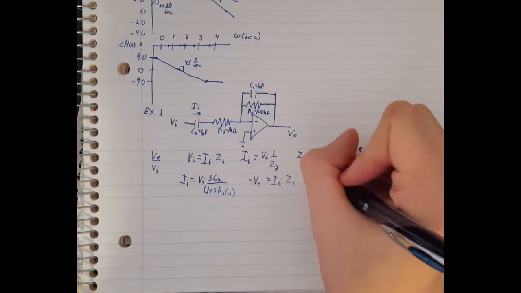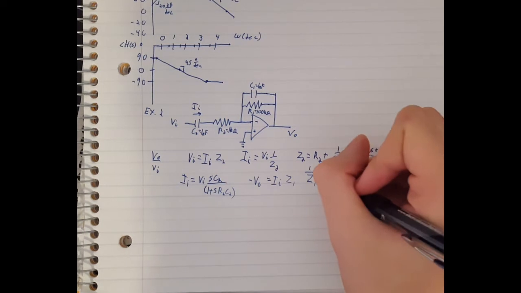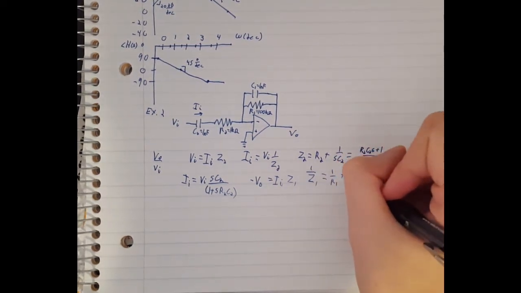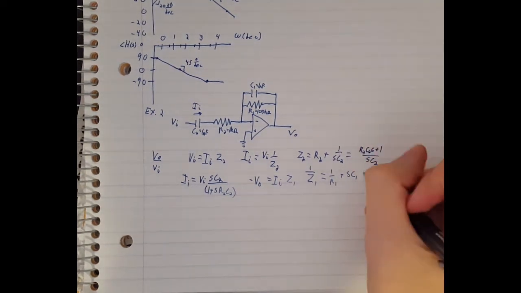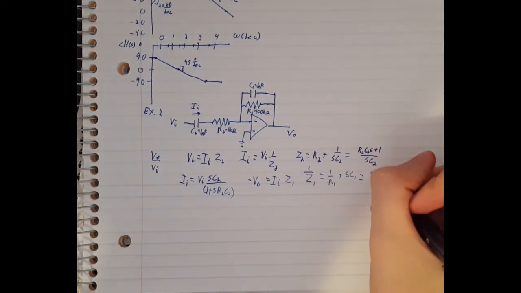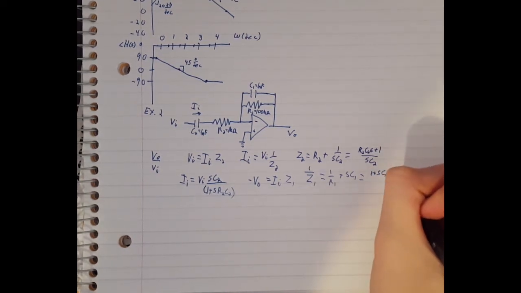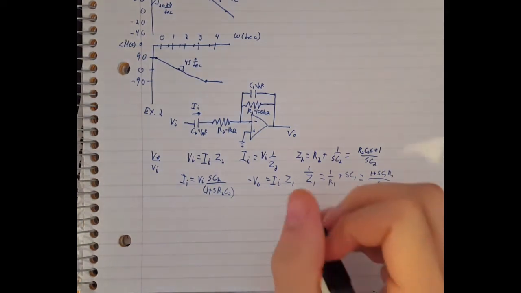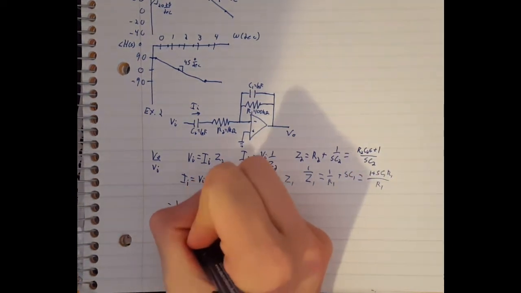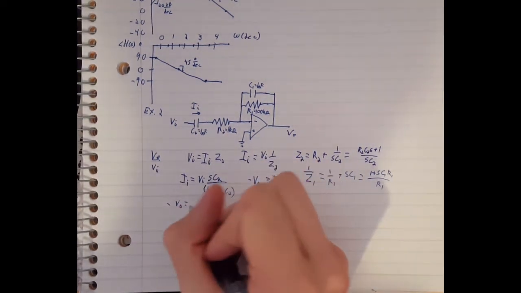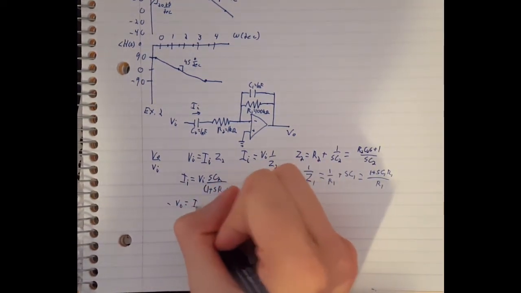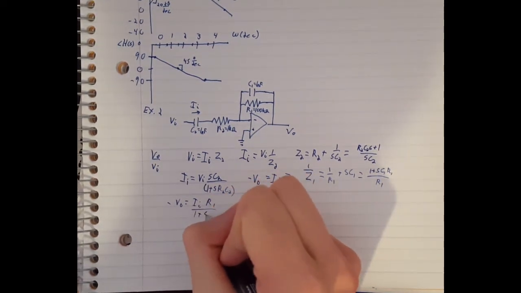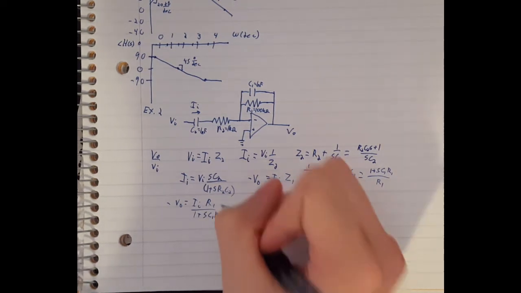Z1 is going to be, well, these are in parallel, so we can say 1 over Z1 equals 1 over R1 plus SC1, which is equal to 1 plus SC1 R1 all over R1. So then we get negative V out equals I in times R1 over 1 plus SC1 R1.